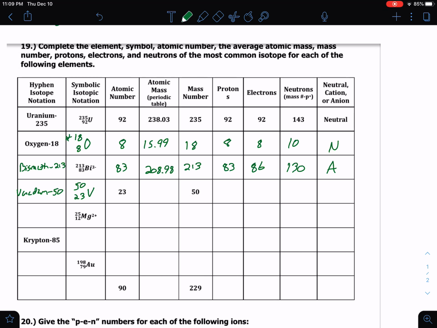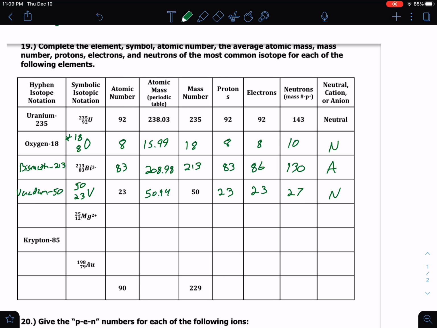Vanadium has a mass of 50.94 on the periodic table. Protons is just the atomic number, so that's 23. There is no charge, so protons and electrons will be the same. My top number, 50 minus 23, is going to give me 27 neutrons. There's no charge, so this would be neutral.